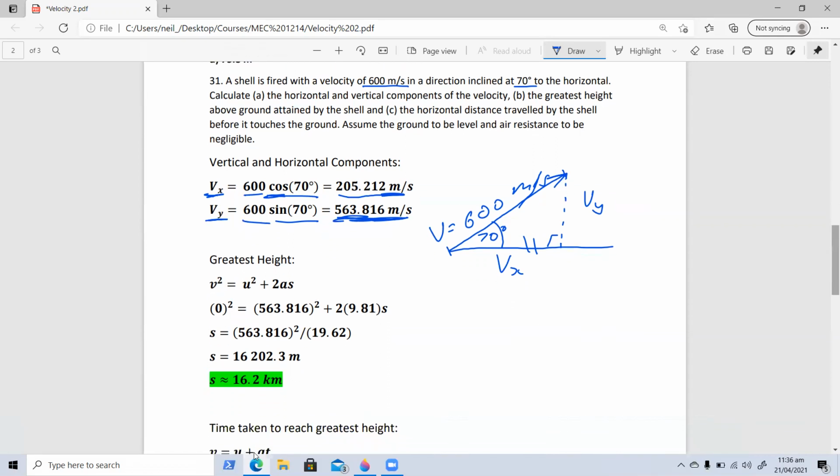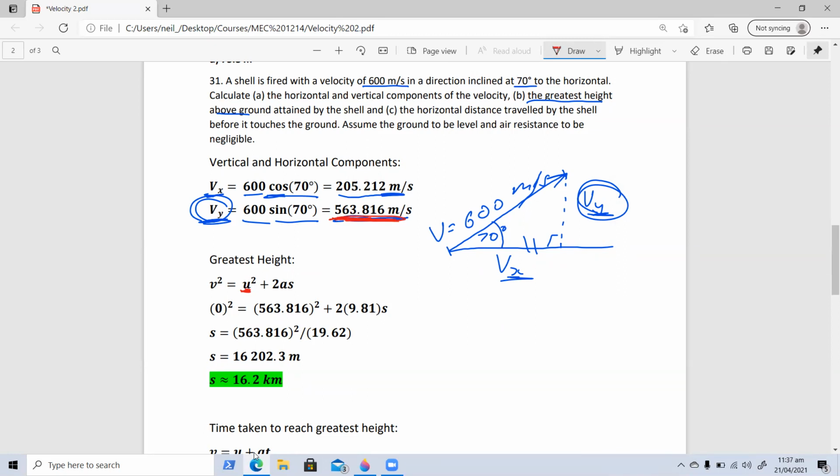Now, when we want to find something like part B, the greatest height attained above the ground, because this is a velocity vector and it can be broken up into two components, a vertical component and a horizontal component, when we try and calculate things like height, we need to use the vertical component Vy. So when we say greatest height, the velocity we're referring to is this 563.816 meters per second.